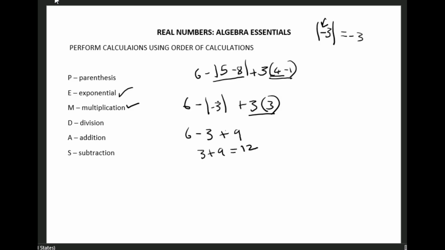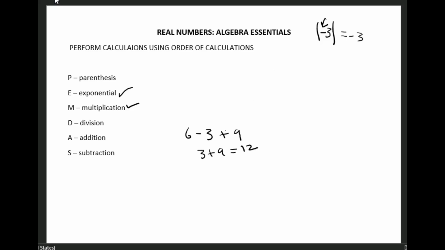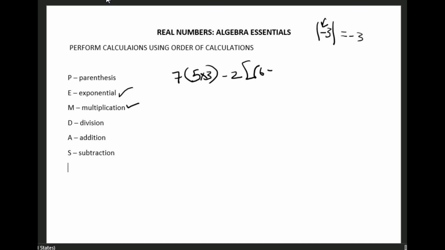I'll give us one more question to solve, following the right order for calculating them. So take this question down. 7, 5 times 3, I can put that times minus 2 square brackets 6 minus 3 minus 4 square plus 1. I would like you to pause the video and solve this one.